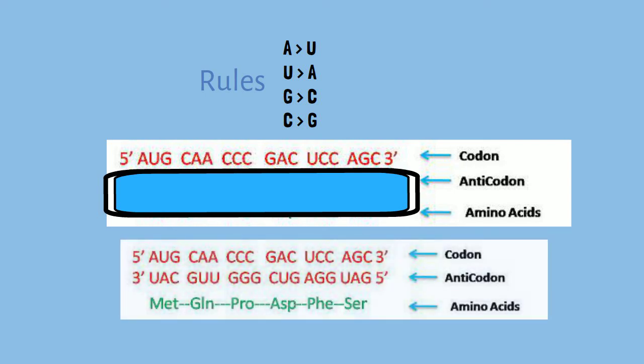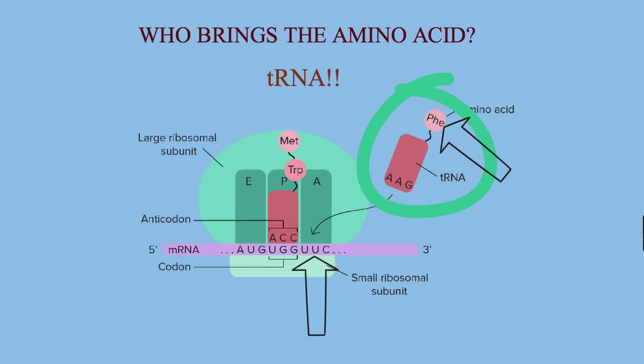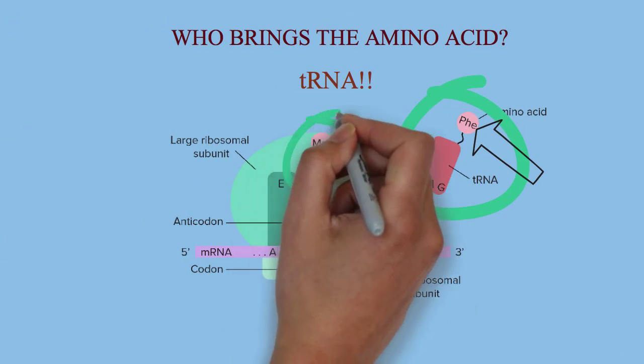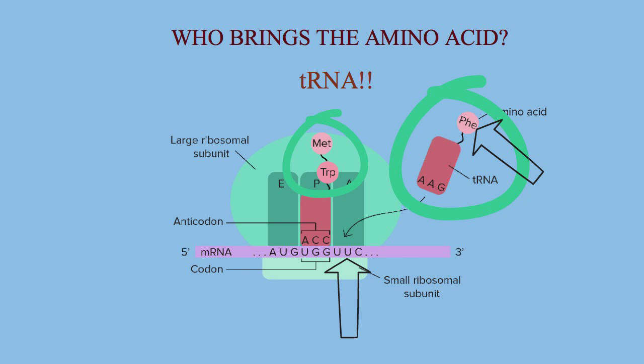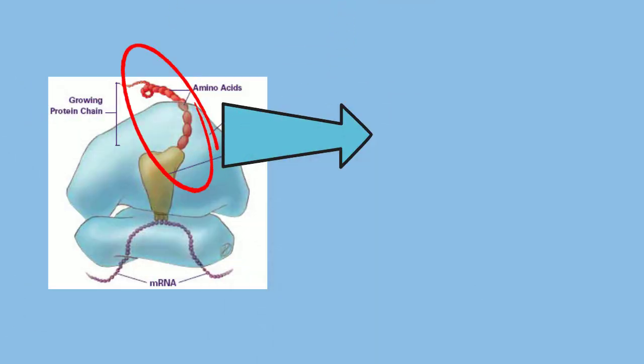Here are the answers. Now going back to this diagram, the tRNA recognizes the codon and brings over the amino acid. Over here, we see that the amino acids are accumulating. After the RNA finishes translating, the amino acids form a protein.